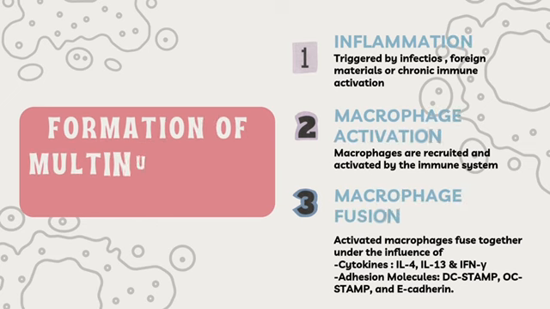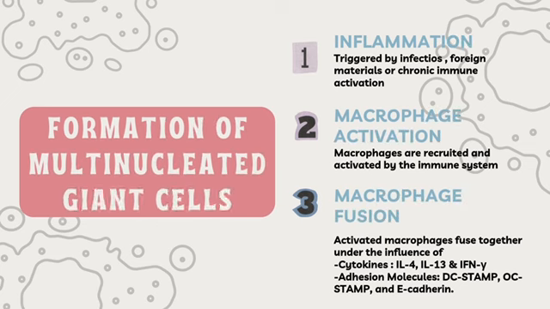The formation of multinucleated giant cells starts with inflammation. They form during chronic inflammation. When the body detects an infection or a foreign object, it triggers an inflammatory response that brings in monocytes. Second is macrophage activation. The monocytes move to the site of inflammation and turn into macrophages. These activated macrophages help fight infections by attacking pathogens and removing debris. Lastly is macrophage fusion. When the inflammation continues, these activated macrophages fuse together to form multinucleated giant cells. This fusion is driven by certain signals including cytokines and adhesion molecules.